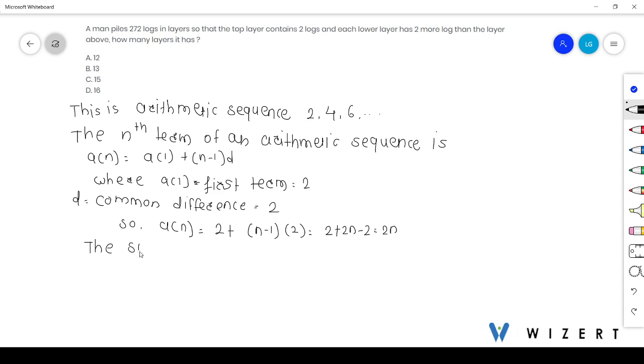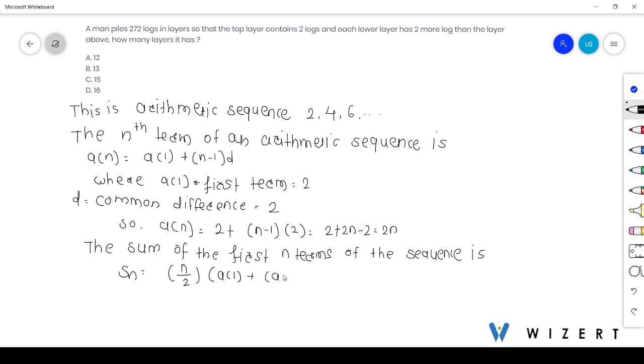The sum of the first n terms of the sequence is, by using this we can find the number of layers, Sn equals n by 2 into a of 1 plus a of n.